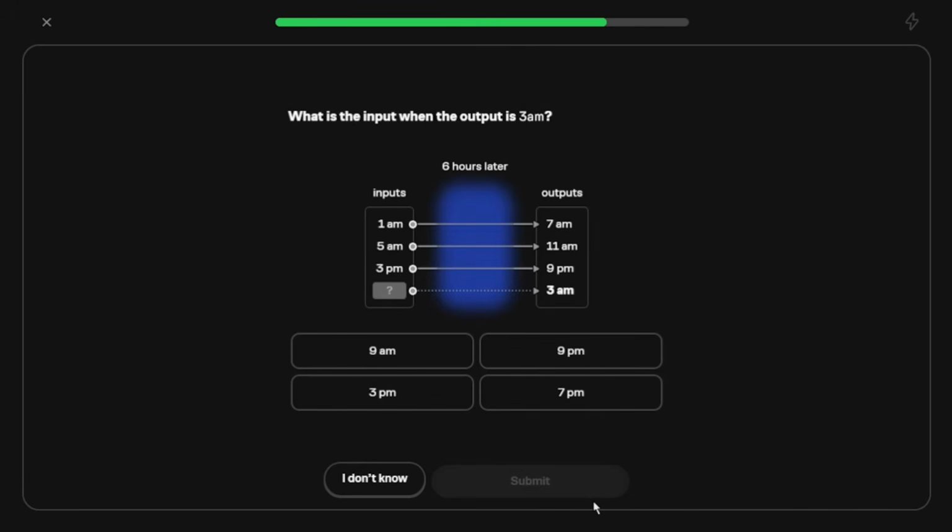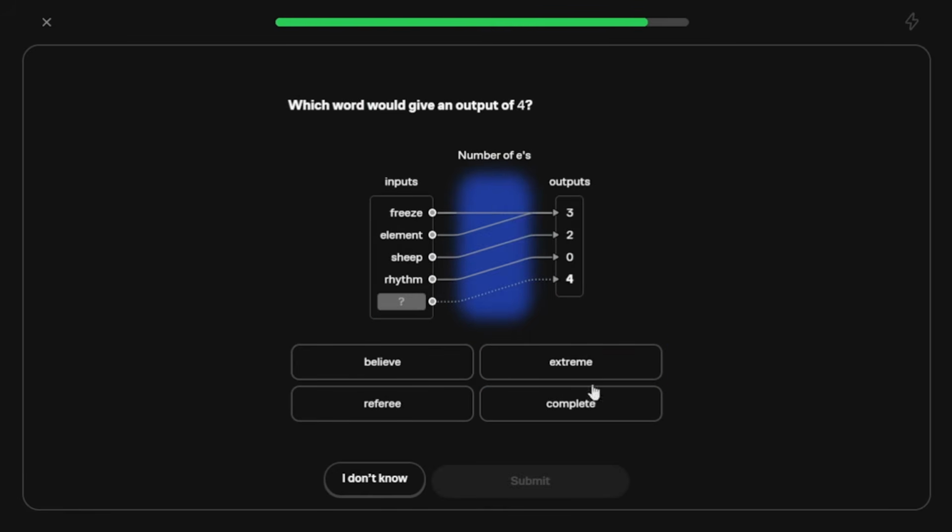So what is the input when the output is 3 a.m.? That function is 6 hours later. So let's subtract. First I subtract 3 here, and if we subtract 3 more, I get 9 p.m. Finally, which would give an output of 4.